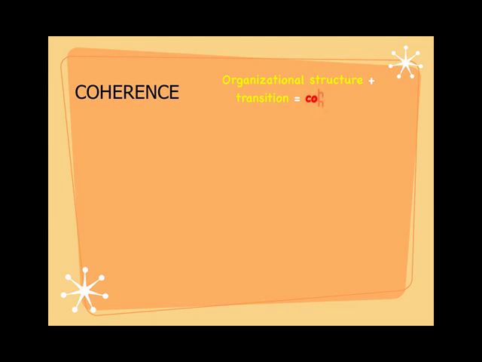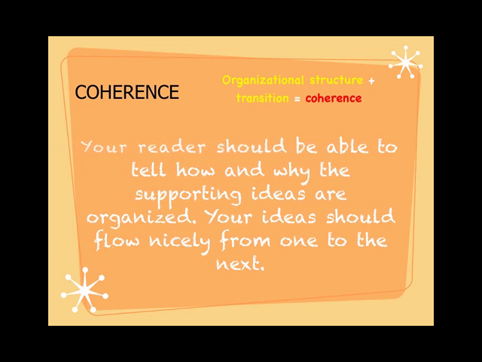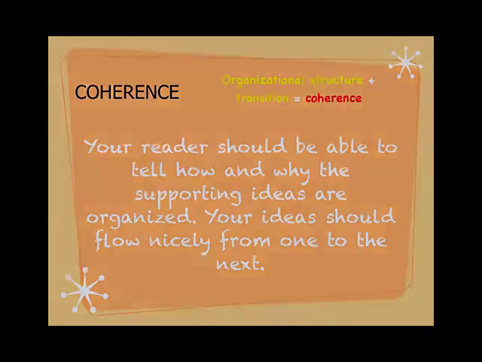Coherence. This is another element that's very important in writing paragraphs. Your reader should be able to tell how and why the supporting details are organized. Your ideas should flow nicely from one to the next. So organizing the organizational structure, and then transition using words that help your sentences move from one to the other, equals what we call coherence. It makes sense.